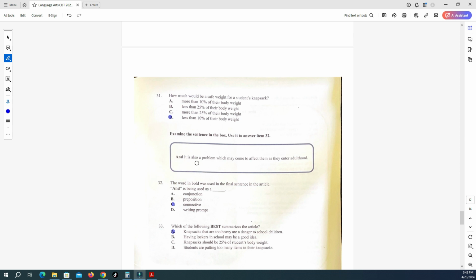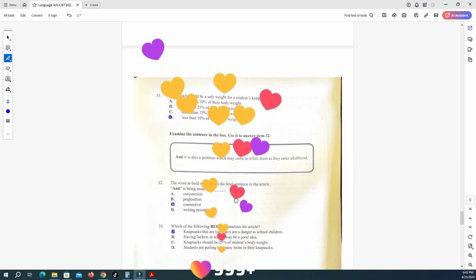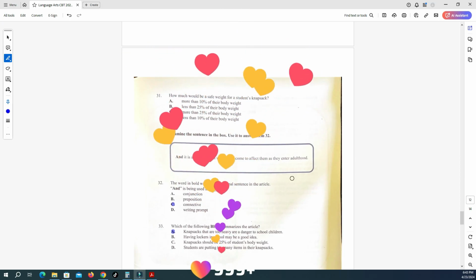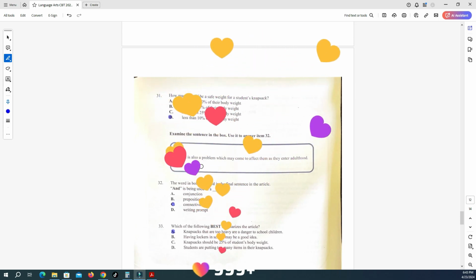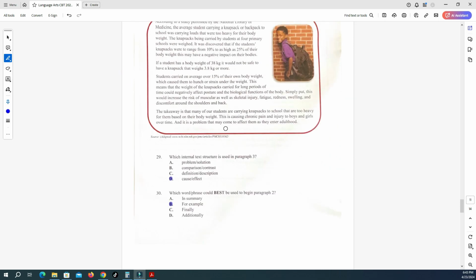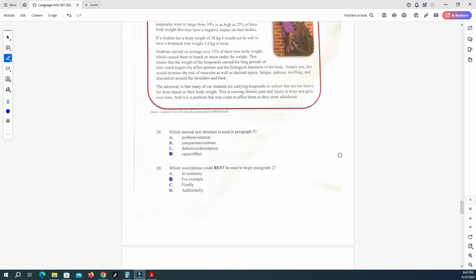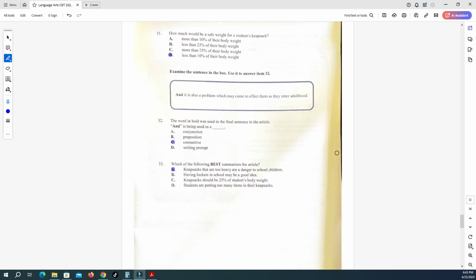And it is also a problem which may come to affect them as they enter adulthood. All right, so I chose connective, as I think the "and" here is connecting the last thing that was said, which was this is causing chronic pain and it is a problem. So I just chose connective.